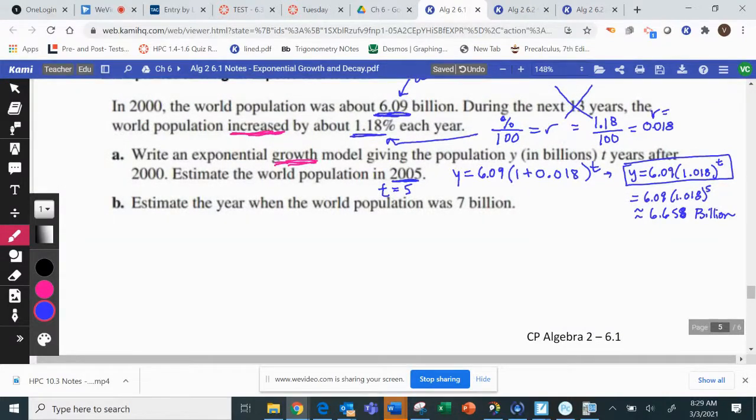And then estimate the year when the world population was 7 billion. So we're going to make it 7 equals, and we're going to set it equal to our model, 6.09 times 1.018 to the T. How can we estimate this? Hint, we did it on the first question as well. How can we estimate this? Hint, you need technology. What? Say it again, Sophie. Do the Y equals. Yep. Let's go to Y equals.